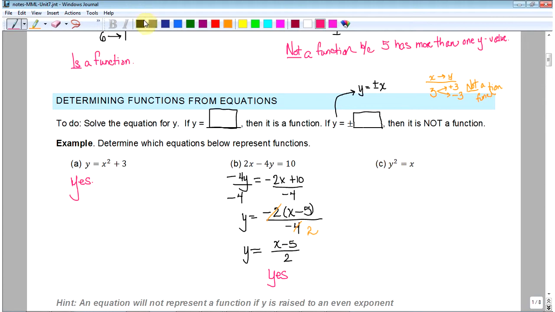Okay, looking at part C. We need to isolate y by itself. So if you remember a few lessons ago, we learned about the square root property. So when we apply that, that means that y is going to equal plus or minus the square root of x. Well, we have that plus or minus, which tells us that it's not a function.